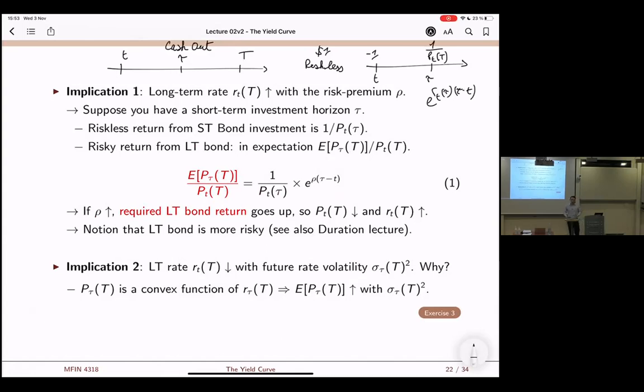And now think about my investment horizon is still τ, but I'm going to invest in the long-term bond. So there you already see that there's some kind of mismatch. I have a short-term horizon, but I'm investing in a long-term bond. Now, what is going to be my return in expectation?